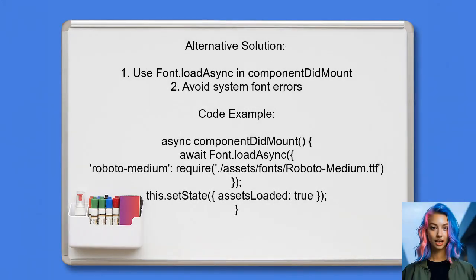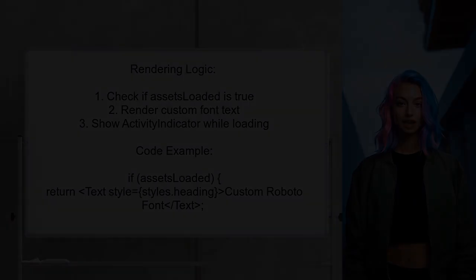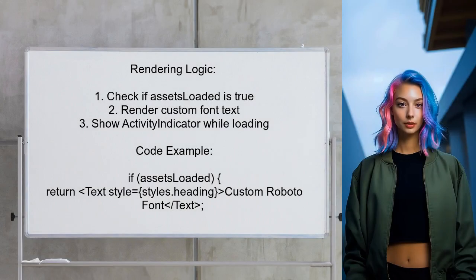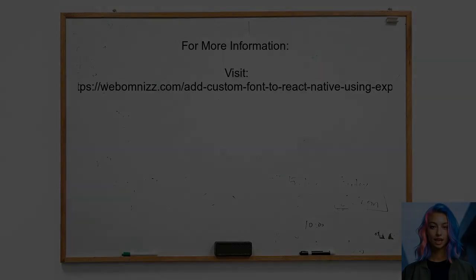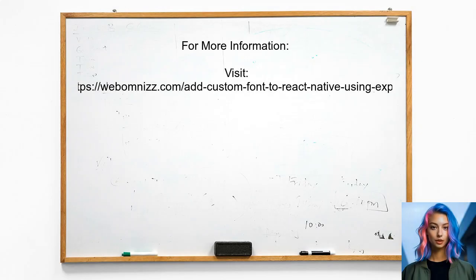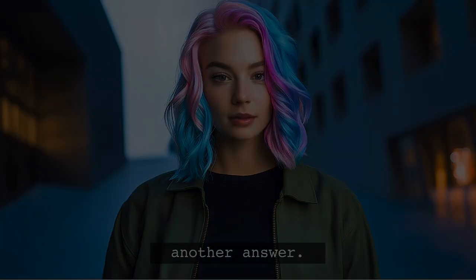An alternative approach shared by another user highlights the importance of loading custom fonts correctly to avoid system font errors. They recommend using Font.loadAsync in the componentDidMount lifecycle method to ensure the font is loaded before rendering the app. Once the font is loaded, the user suggests checking if assetsLoaded is true before rendering your components. This prevents any flashing text as the font loads. For more detailed guidance, the user provides a link to a resource that explains how to add custom fonts to React Native using Expo. Let's move forward and look at another answer.